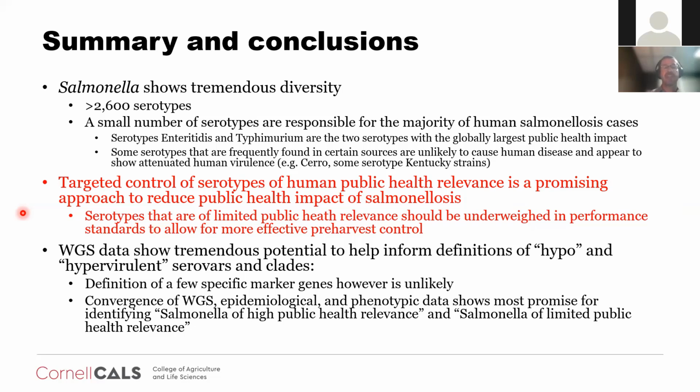Whole genome sequencing can help inform these definitions of what we'll call hypo and hypervirulent Serovars and clades. However, that's not going to be simple. There isn't going to be just one marker that tells you hypo or hypervirulent, but it's going to be more likely to be a convergence of whole genome sequence data, epidemiological data, and phenotypic data that will identify those Salmonella of high public health relevance and those Salmonella of limited public health relevance.